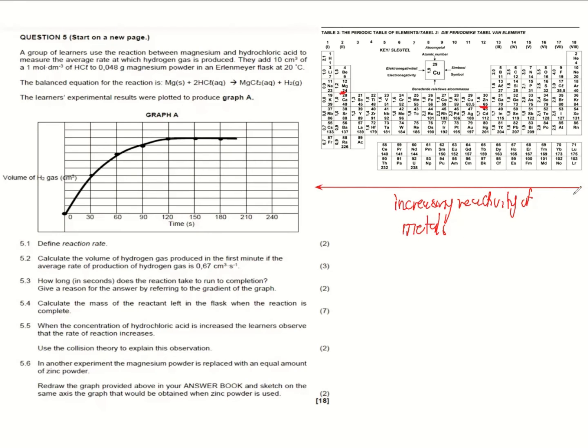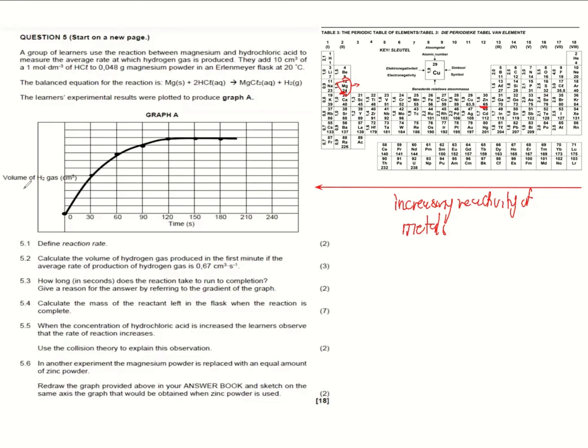Now, given the fact that the reactivity of metals increases from the right to the left, it would make sense that magnesium here has a higher reactivity than zinc. And therefore, since magnesium has a higher reactivity, it means that it would be the one that produces what? A higher reaction rate, right? Or a faster reaction rate. While zinc here would produce a lower reaction rate or a slower reaction rate, right?